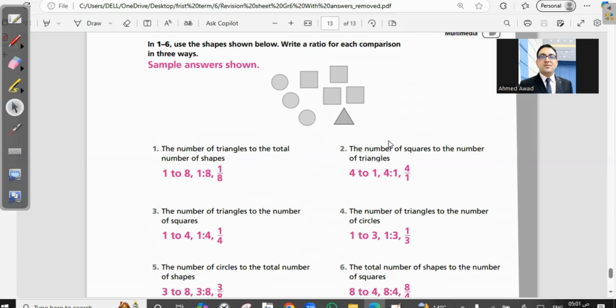The same in number 2, the number of squares to the number of triangles. So the number of squares here, how many? 4 squares. And the number of triangles is only 1, so it's going to be 4 to 1. Okay, we can say 4 to 1 or 4 over 1. The number of triangles to the number of squares is going to be 1 to 4 or 1 over 4, the same idea. The number of circles to the total number of shapes is going to be 3 to 8 or 3 over 8.